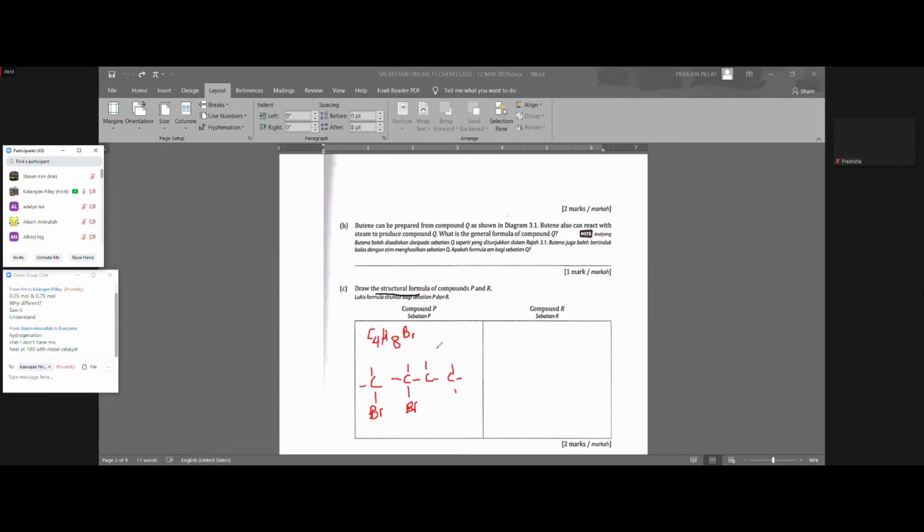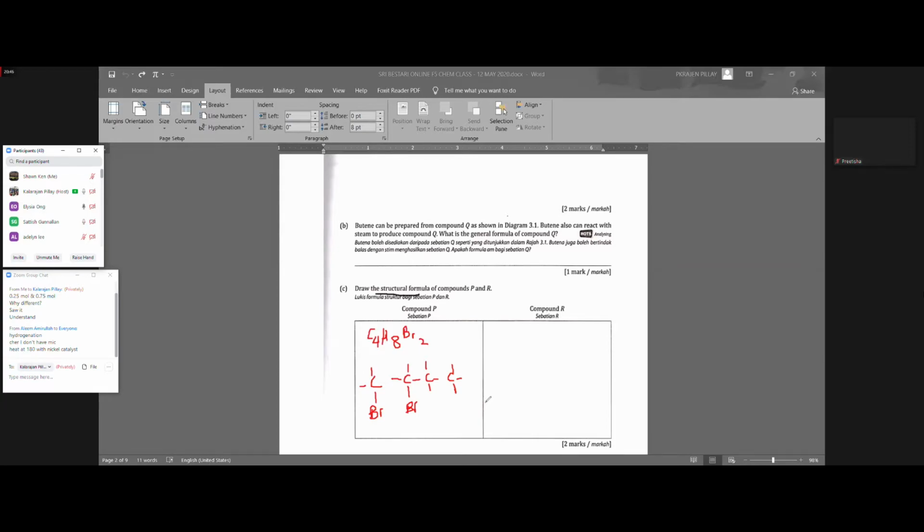Sorry, C4H8Br2, yeah? They don't want the name also. Anybody want to try the name or not? Satish, give me the name. Anyone? Compound P, what's the name for this? I've already drawn it for you. It's all H. Okay, what is the general formula? No, the name. Anyone? Alicia Ong?